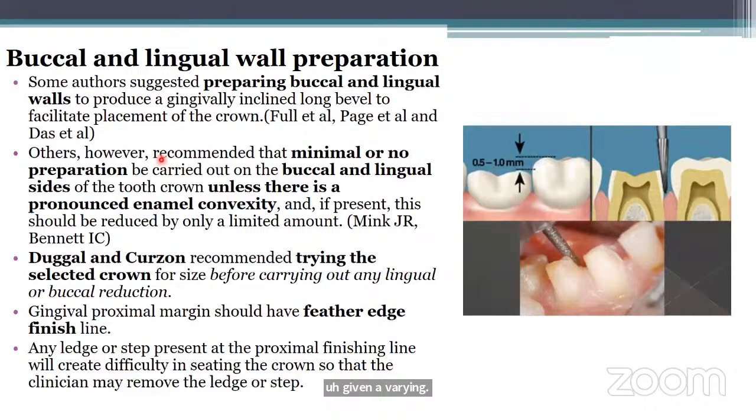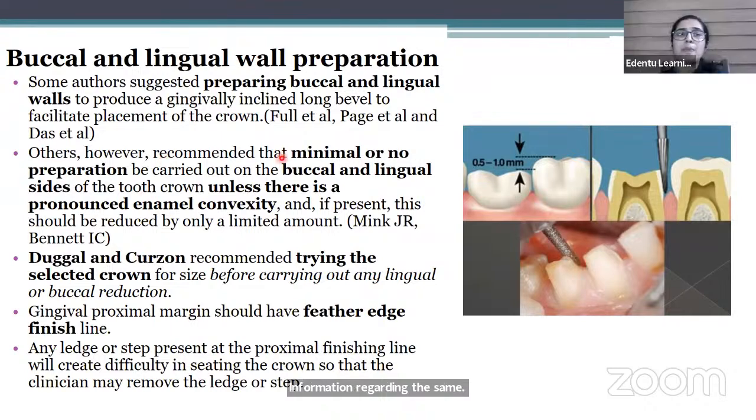However, we recommend that minimal or no preparation is to be carried out in the case of the buccal and lingual sides of the tooth crown, unless there is a pronounced enamel convexity.